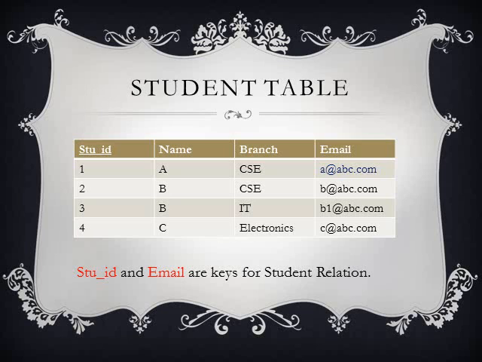Let's take an example to understand the concept of key. In this table, attribute name alone cannot be a key as more than one student can have the same name. Same condition for branch. But attribute student ID or email alone is a key, as each student has a unique ID or email ID that can identify the student in the table. So student ID and email are keys for the student relation.